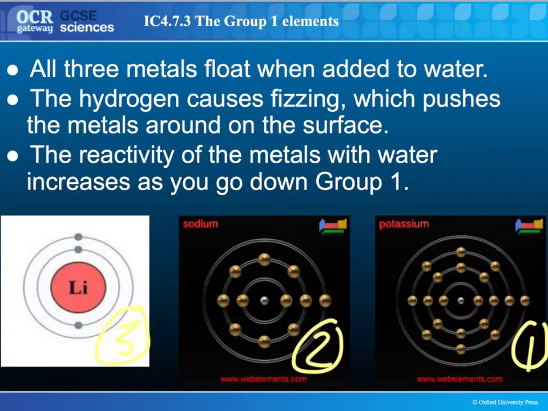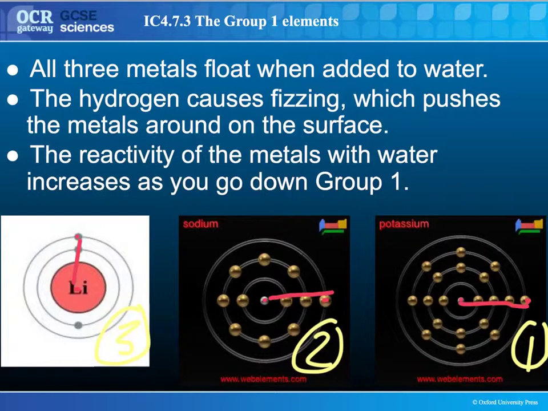If you went further down the group to cesium and rubidium and francium, although francium is radioactive and doesn't really exist, the reactivity would get more and more and more. The reason for this is all to do with the distance between the positive nucleus and the electron that's being lost. The greater the distance between the positive nucleus and the electron that's being lost, the weaker the attractive force between the two of them. So the more easily they're lost.